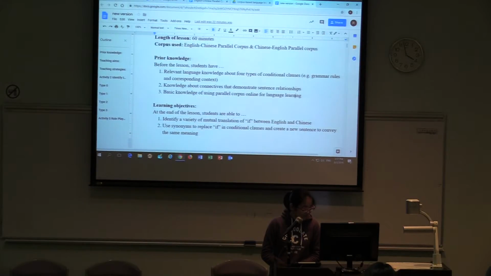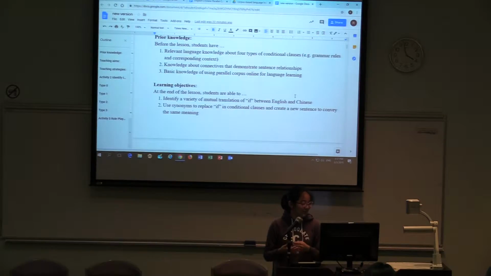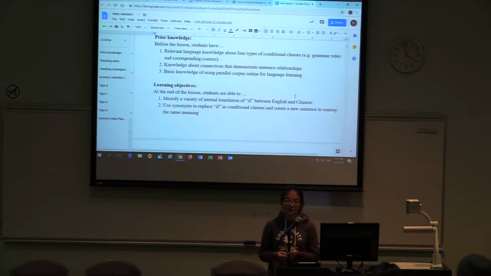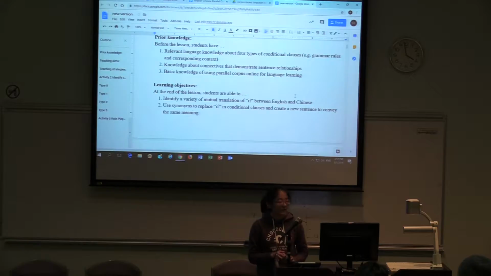And for previous knowledge, we hope students have relevant knowledge about the 4 types of conditional clauses, about their grammar rules and the corresponding context. And they should have knowledge about some connectives that can demonstrate the sentence relationship, and it is related to the later part about the synonyms. And they should have basic knowledge about how to operate the corpus.